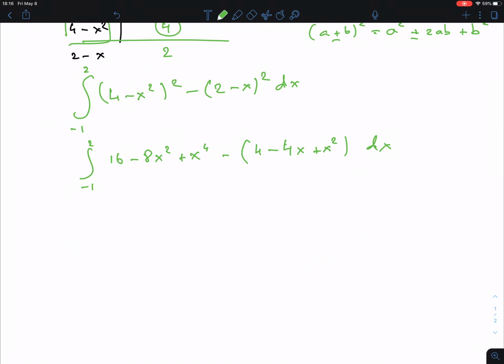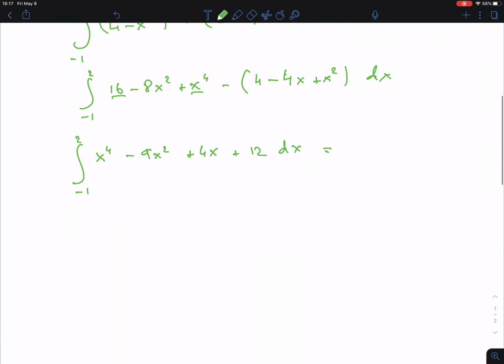Let's write them in descending order here. We have an x to the 4th. Then we have a minus x squared and a minus 8x squared, so it's minus 9x squared. Sorry, I have to be careful with my too many lines here so that I don't misread things. So now be careful, minus is a plus 4x. And then I have a minus 4 plus 16, minus 4, that is 12.